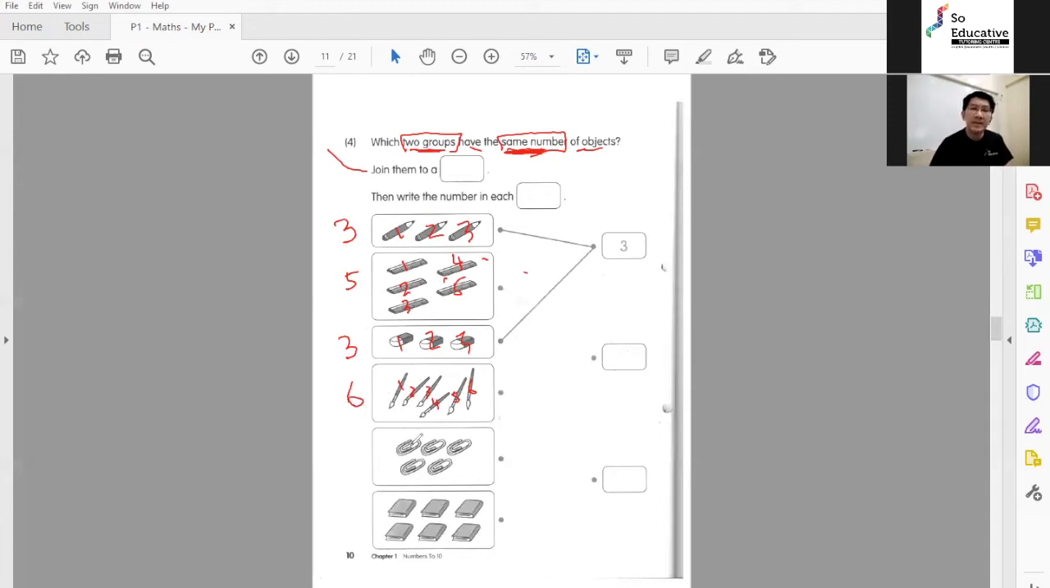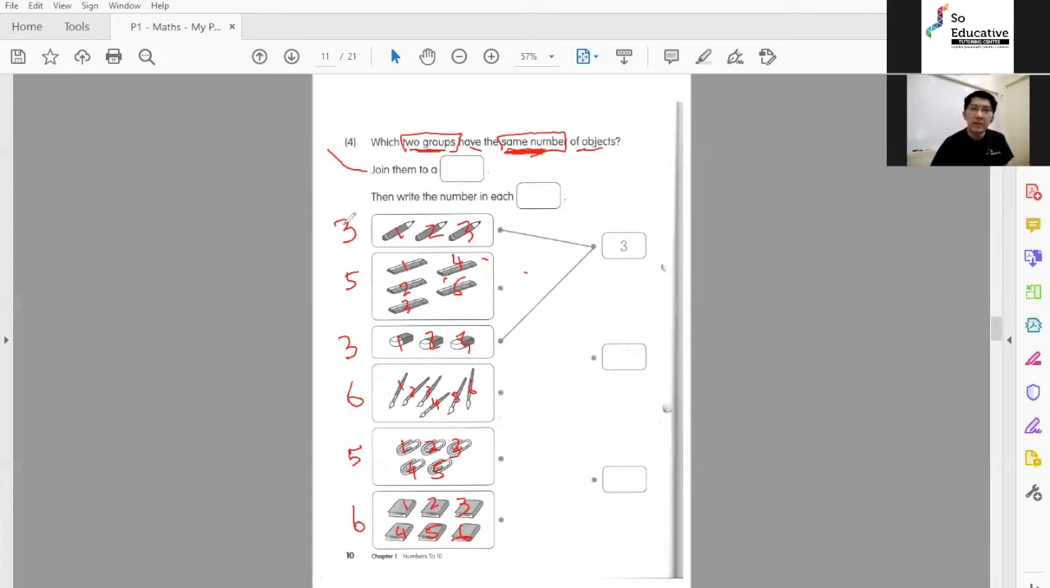The next box has some paper clips. Let's count how many paper clips are there. 1, 2, 3, 4, 5. So altogether, there are 5 paper clips. And finally, the last box. How many books are there in that box? It's 1, 2, 3, 4, 5, 6. There are 6 books altogether.